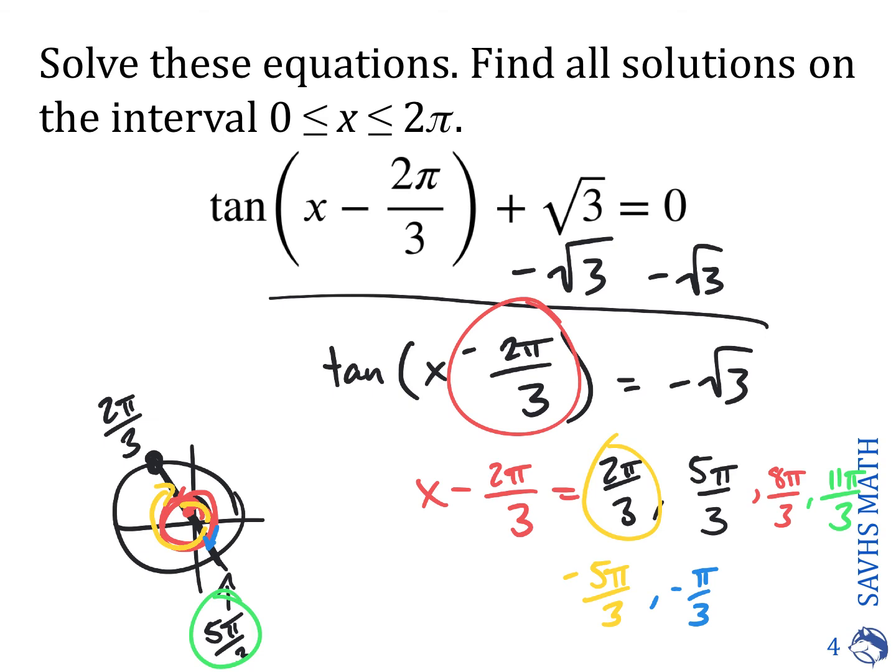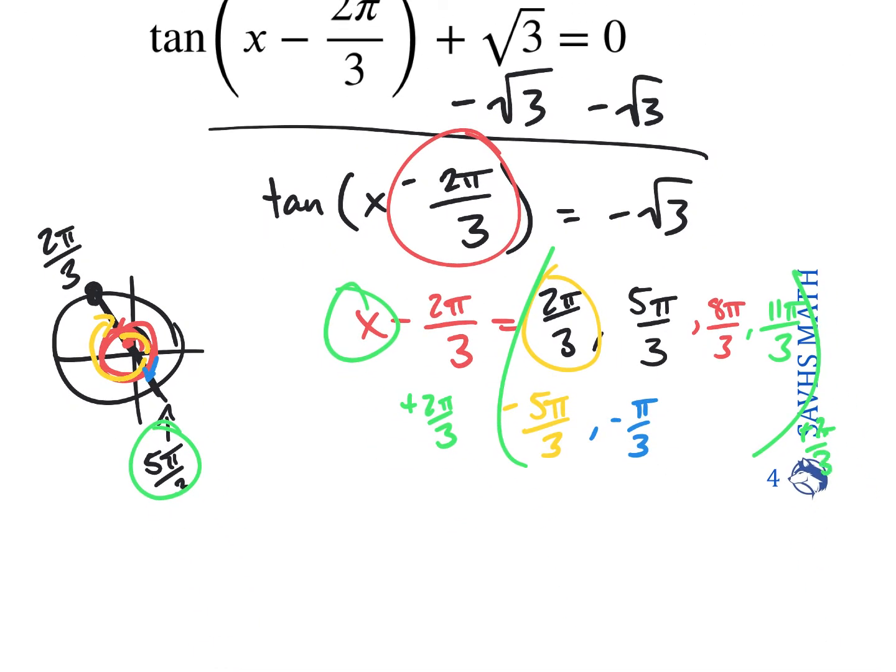So I know that I've put a bunch more options in this list, but that's because I'm going to be adding 2 pi over 3, which might make one of my negative answers become positive. So let's add 2 pi over 3 to both sides to get x by itself. We're going to take all of these options and add 2 pi over 3. Okay, so we end up with x equals.